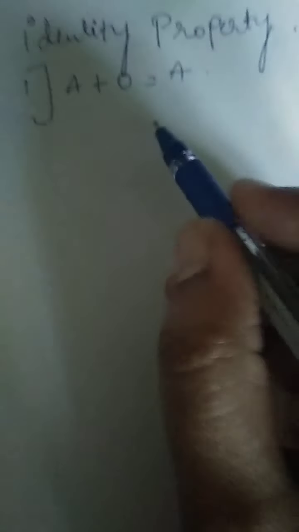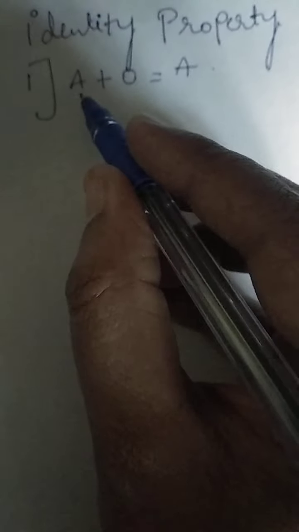First expression we'll take is a plus 0. The value will be a. This we need to prove. As we know, Boolean algebra takes only two values, that is 0 or 1. So first we'll take the a value as 0.